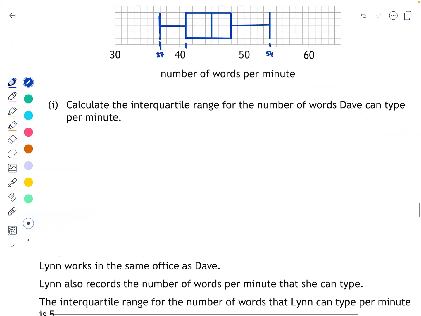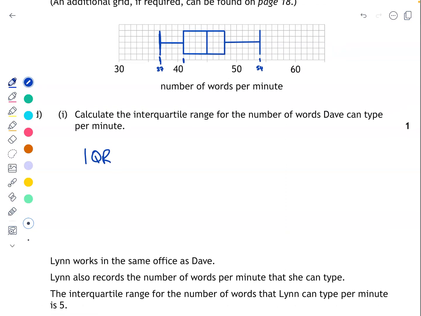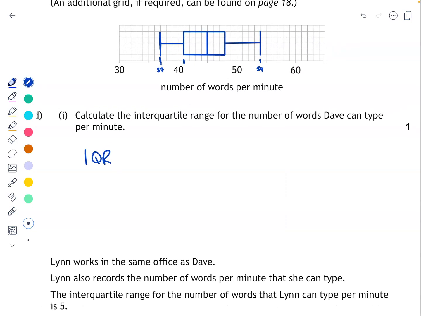So calculate the interquartile range, the IQR, for the number of words Dave can type per minute. So the IQR is the upper quartile minus the lower quartile. Q3 is 48. Q1 was 41. So the IQR is 7 words per minute.